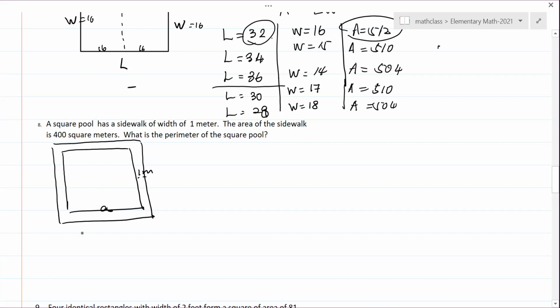Cool. So this is A. Okay, this is A. So we have to find A, if we know the area of the sidewalk. So the area of the sidewalk gives you the information of the length. Okay, who can figure it out? You have to do some cutting, okay?